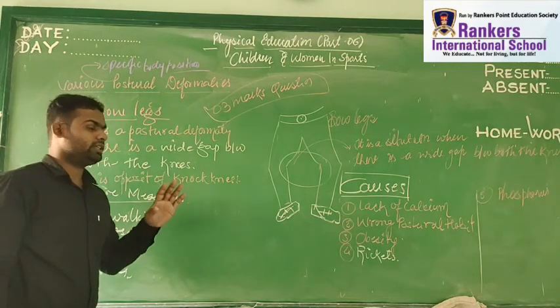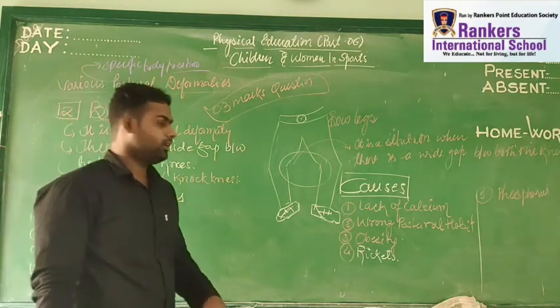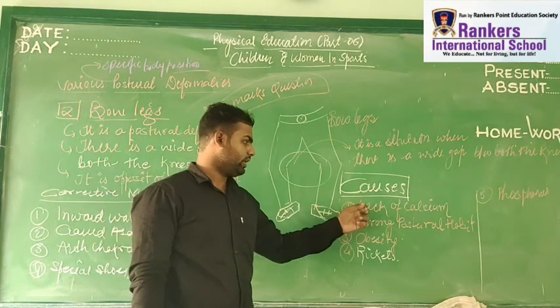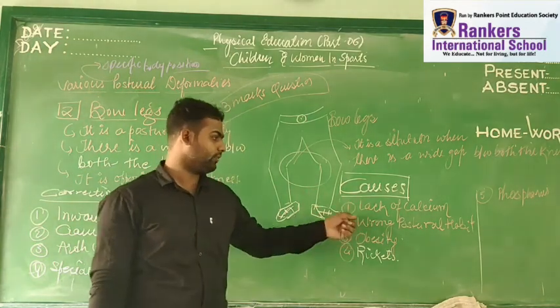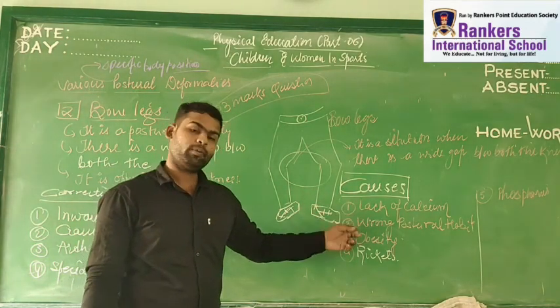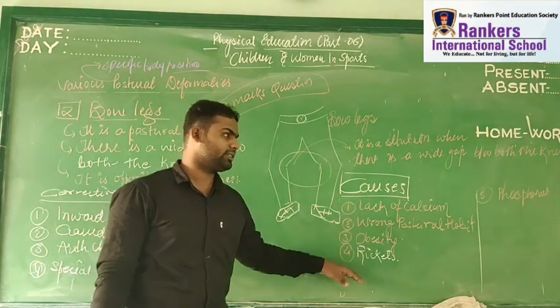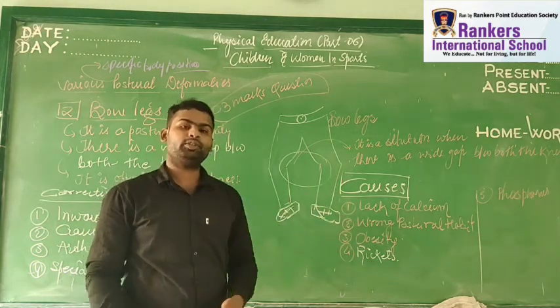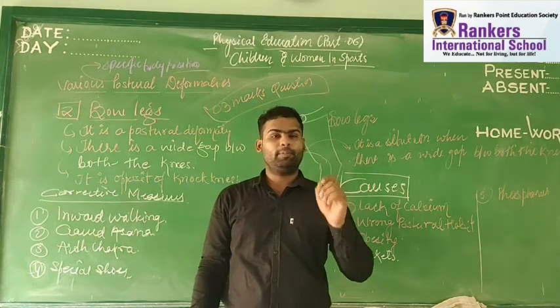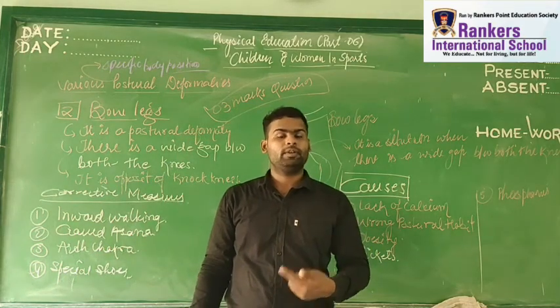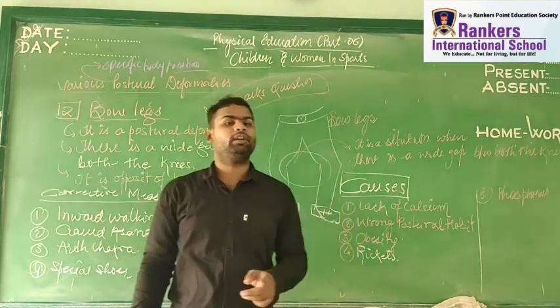Whenever there is a problem in the bones, you can write lack of calcium, lack of social habits, obesity, weakness. These are some 5 points which you can definitely write for the problem of bones. When there is a bone-related deformity, you can definitely write this.